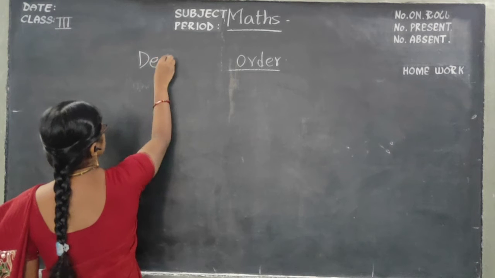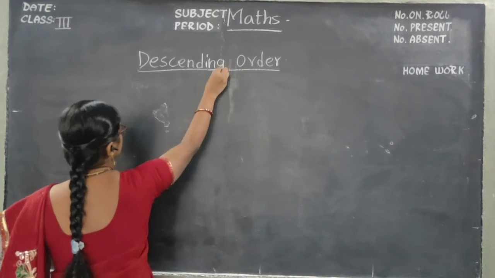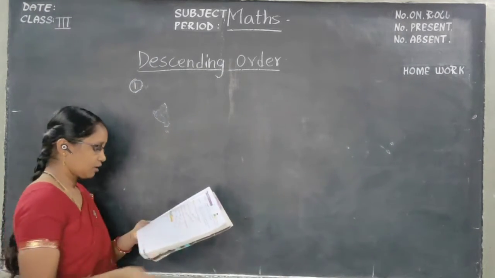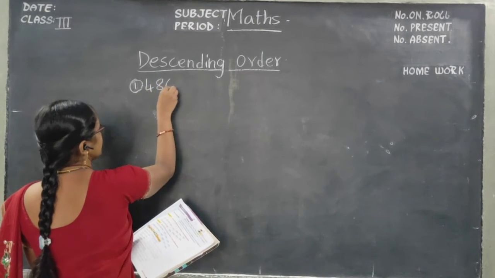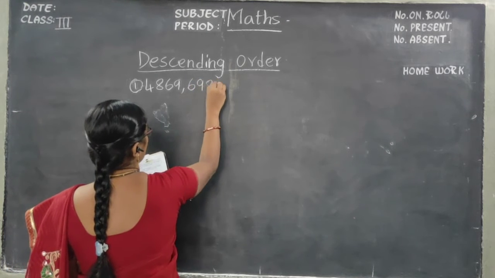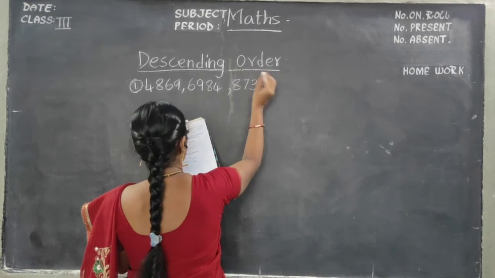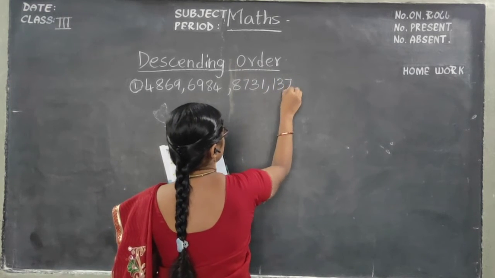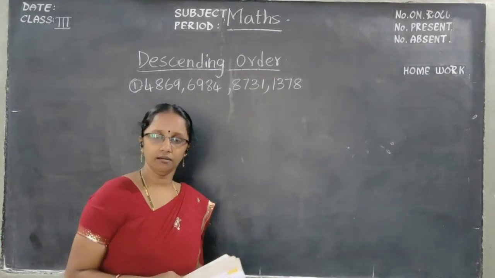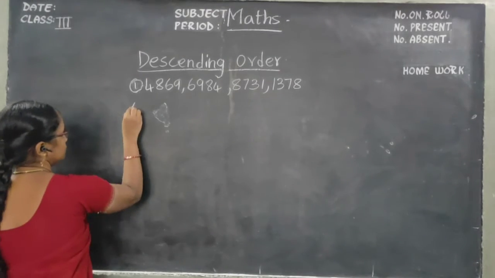Next one, descending order. From here and below you have descending order. See the first one. What is the first one? 4869, 6984, 8731, 1378. What is the meaning of descending order, children? Big number to small number.